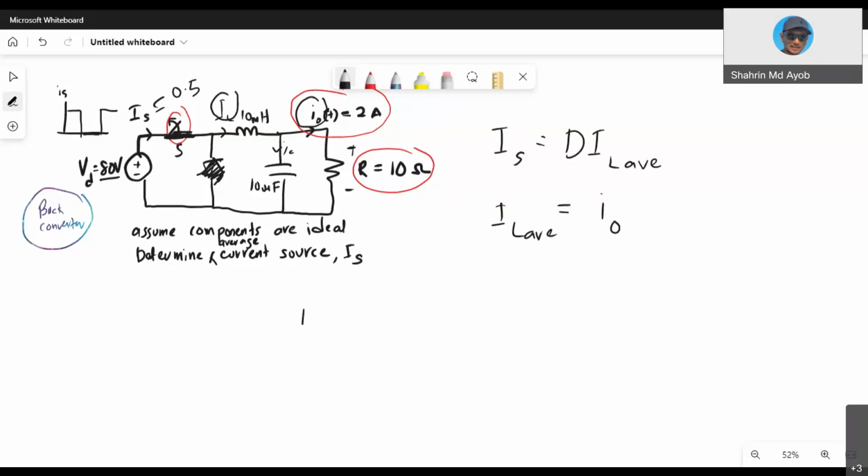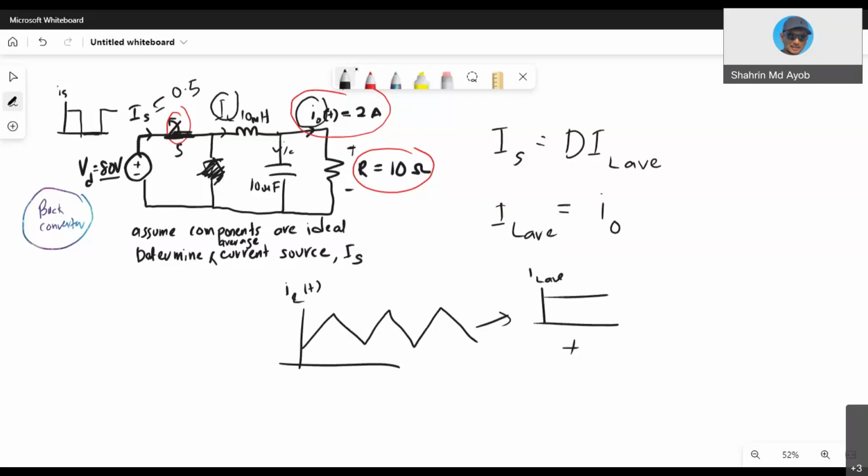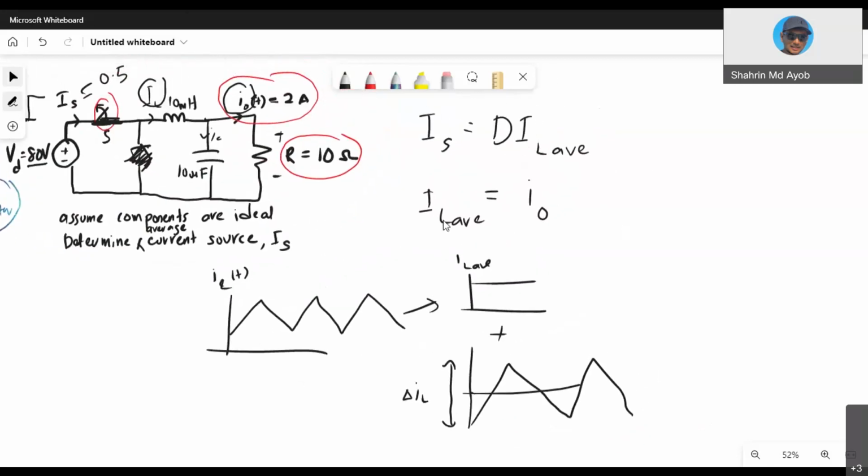So right now, you know that IL consists of two components, which is IL average plus the ripple, I max and I min, right? This one is your IL, consisting of a DC component, which is IL average, plus an AC component, which is min to max here. From this point to this point is actually your delta IL. Is it correct? So the capacitor will only accept this ripple, which is delta IL, and the DC component will go straight to I out.